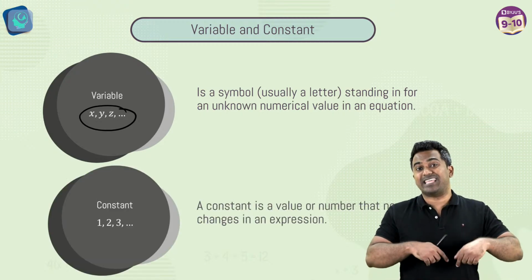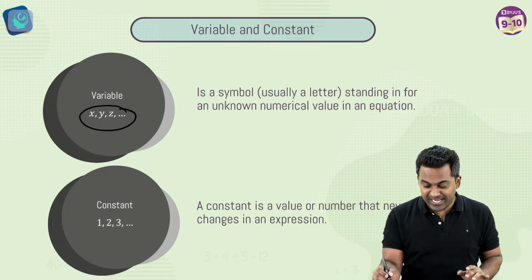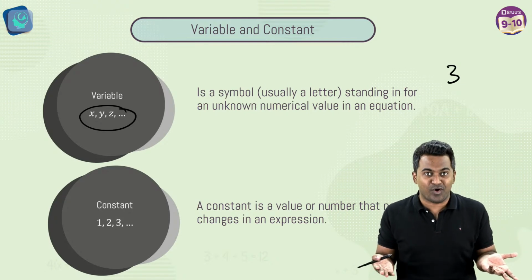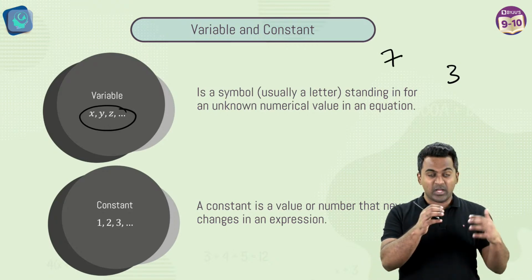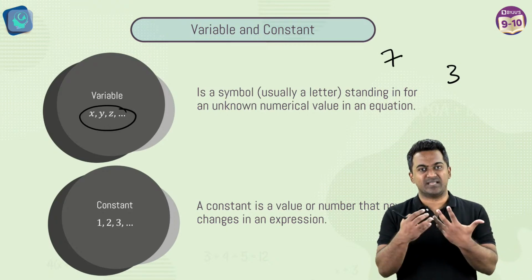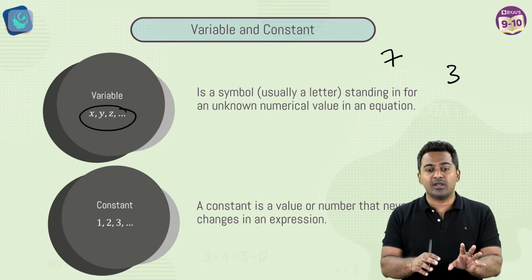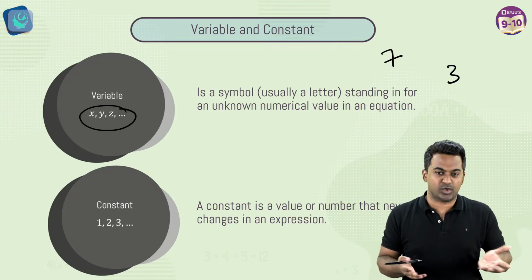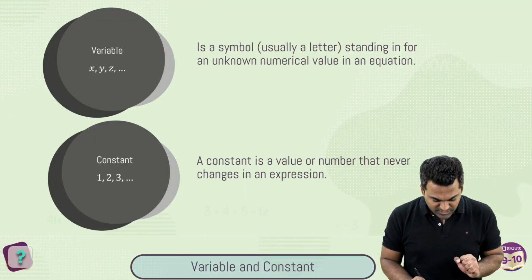Constant is the exact opposite of variable. It is something that is fixed. It doesn't change. Like 3 is going to remain a 3. It's not going to suddenly change to 5 or a 4, right? 7 is going to remain a 7. It's not going to change. So constants are fixed numbers. Variables are something which are unknown, and they can vary depending on the rules of the equation or whatever you have. All right, cool. So you've understood what a variable is. You've understood what a constant is.